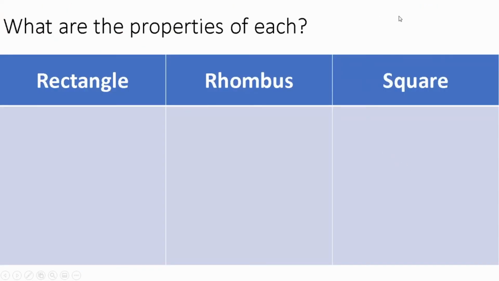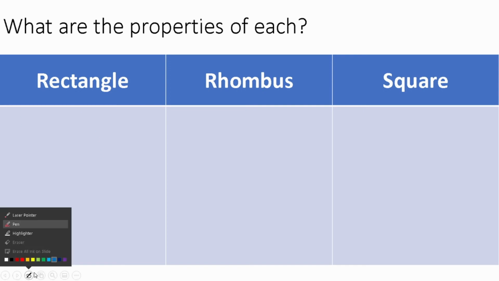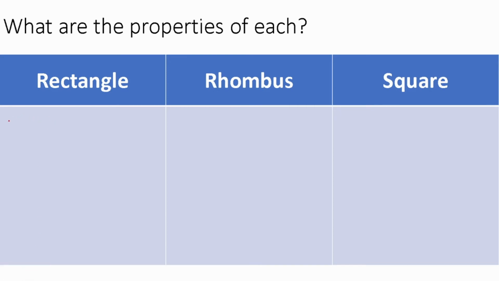Next up, we just want to list our properties of each of these shapes. So what makes them what they are? Well, all of these are quadrilaterals, so we do not have to say they have 4 sides. But I'm going to put it here anyway, right? So 4 sides, 4 sides, and 4 sides.